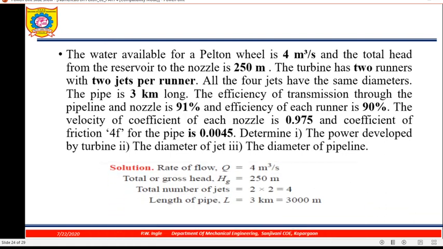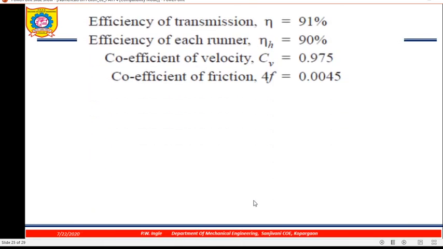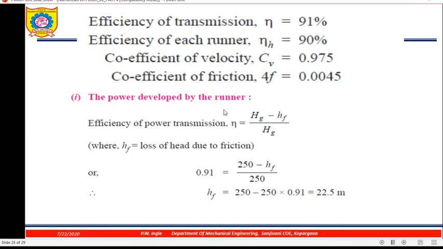So it is given Q equal to 4. Total head is given. Total number of jets is 2 by 2. Turbine has two runners with two jets per runner. So there are two runners, and for one runner there are two jets, so 2 by 2 is 4. Length of pipe is given. Then efficiency of transmission, efficiency of each runner, coefficient of velocity, and coefficient of friction. So we have to calculate power developed by runner.